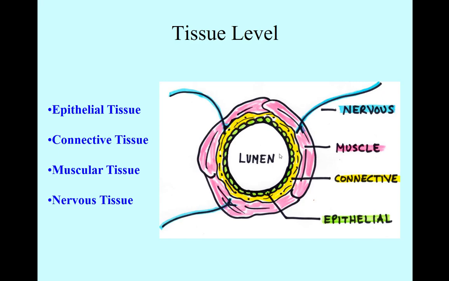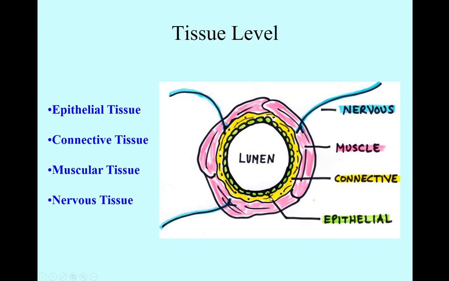So the cells that always line the lumen are called epithelial tissue. The cells that make up the tissue are called epithelial cells. They have special functions that we'll talk about later in the semester, about the way they interact with the stuff that's in the lumen.